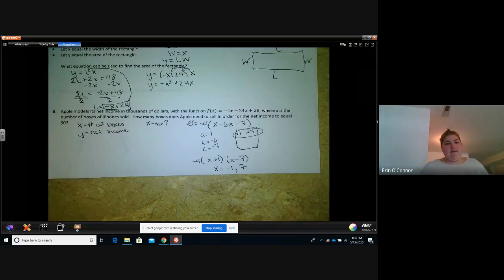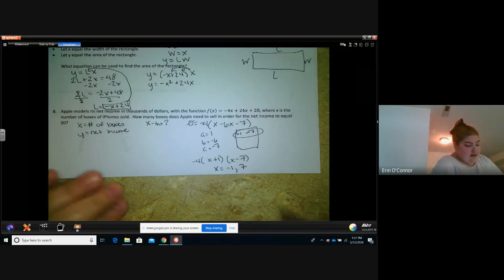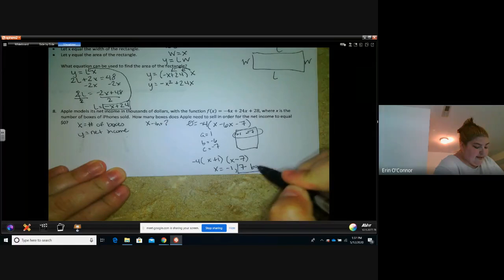Now, how many boxes does Apple need to sell in order for the net income to equal 0? Well, can you sell negative 1 box? No, you can't. So the answer would be 7 boxes.